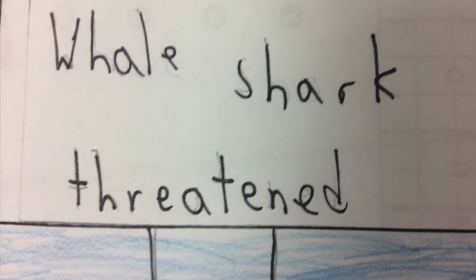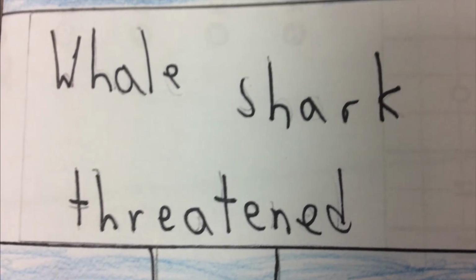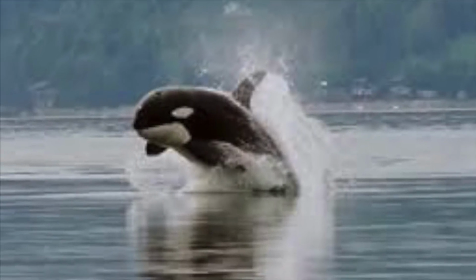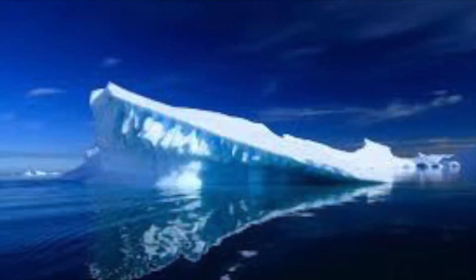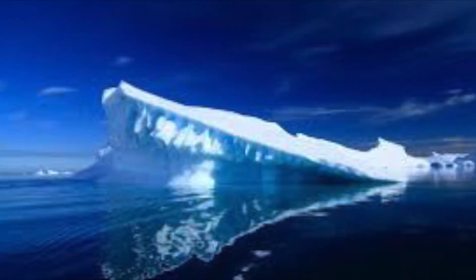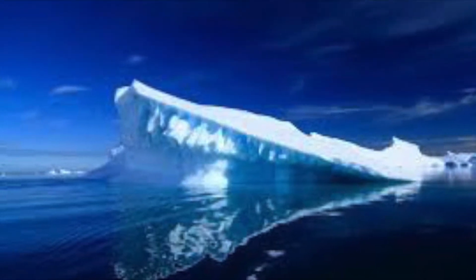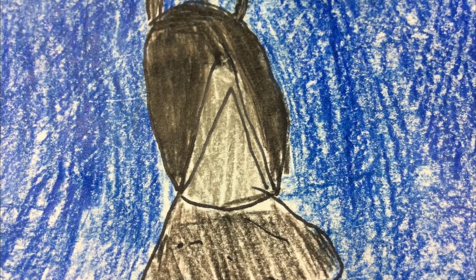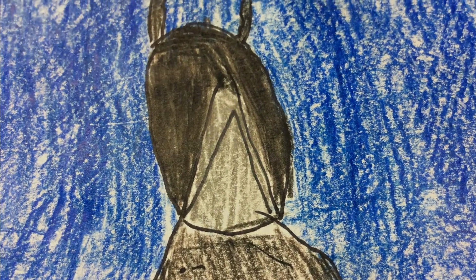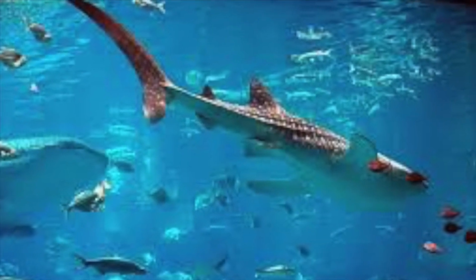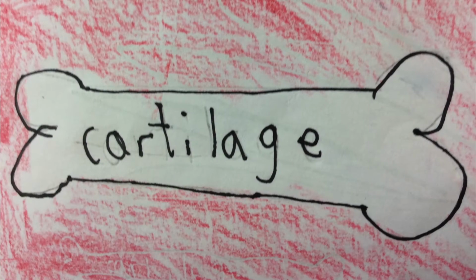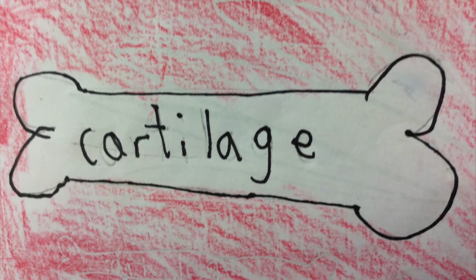The whale shark is threatened by humans. Humans use it for blubber and oil. Orcas eat them because they are an easy target. They live in all continents except Antarctica, and whale sharks live in the sunlight and twilight zone. They sometimes lay eggs and sometimes they give birth. The whale shark swims with a lot of fish to protect it. Its bones are made out of cartilage to help it turn.